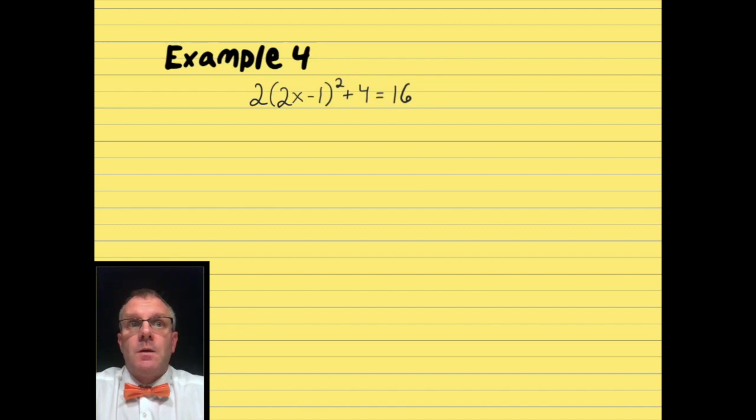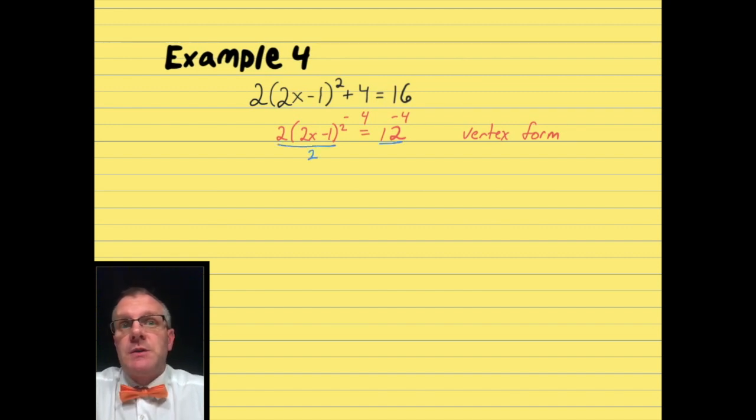Example 4. 2 times 2x minus 1 squared plus 4 equals 16. In this case, inverse operations says go ahead and subtract 4 from both sides first. 2 times quantity 2x minus 1 squared equals 12. Once again, that's in vertex form, so we can use our square roots to find the solutions from our vertex form. Go ahead and divide both sides by 2. We end up with 2x minus 1, the quantity squared, equals 6.